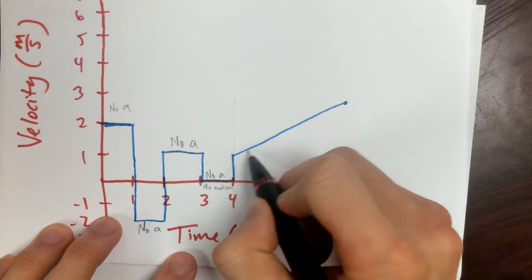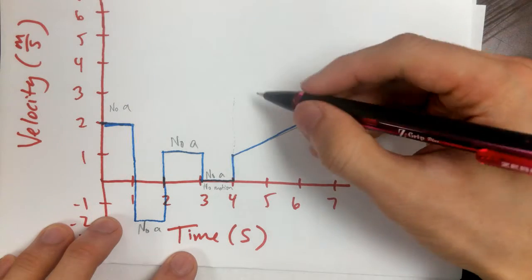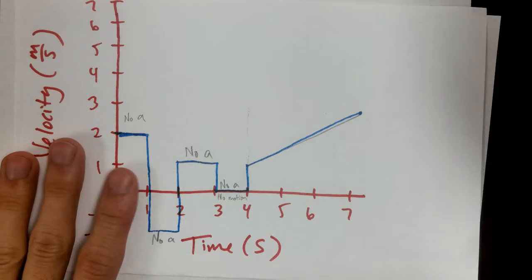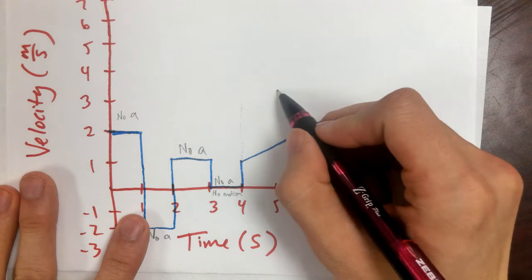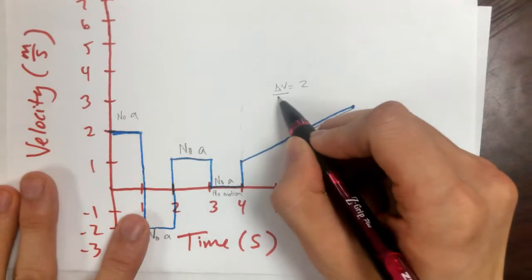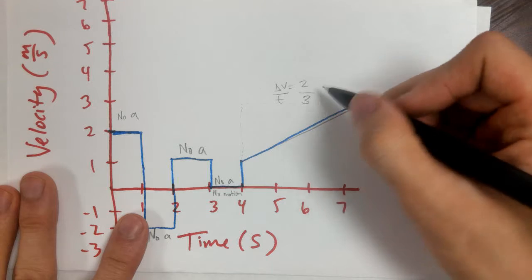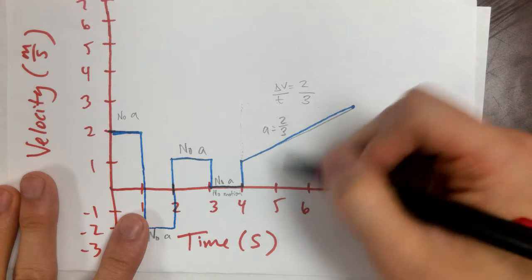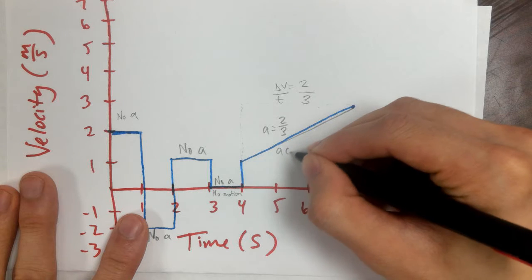Sorry about that. So the rate of change, it's accelerating. Remember, acceleration is delta V over delta T. Our delta V is 2, and our time is 3. So our acceleration is equal to 2/3. We probably won't have to calculate too much acceleration here, so let's just say it is accelerating.